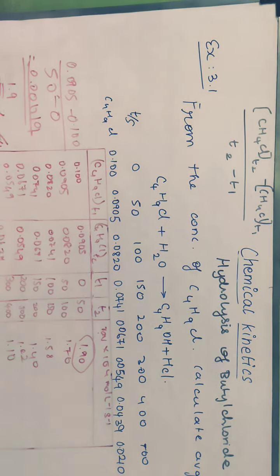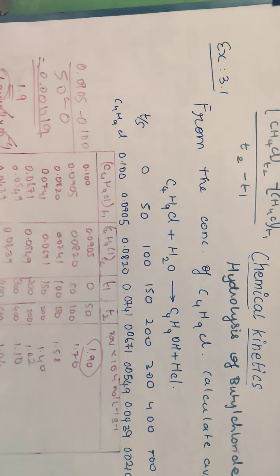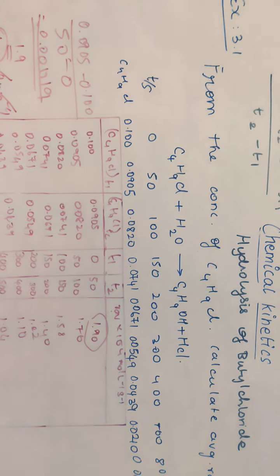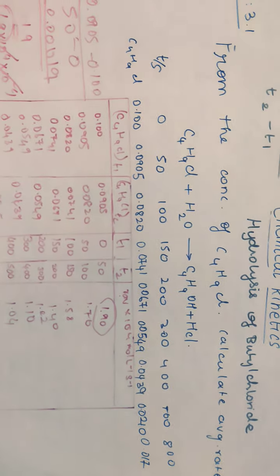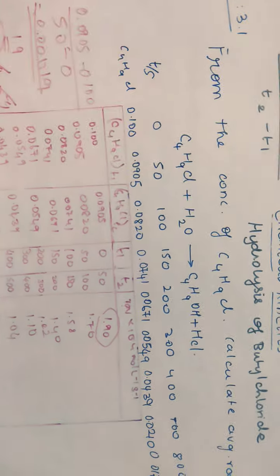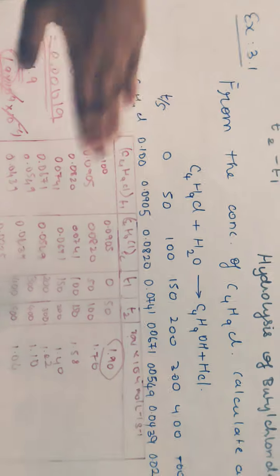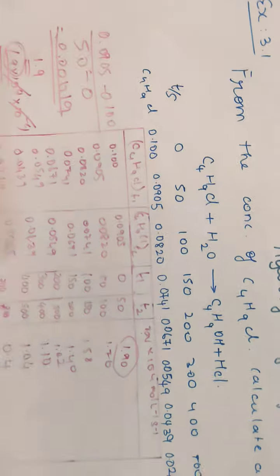Today let me teach exercise 3.1 from the chemical kinetics chapter. The question says, from the concentration of C4H9Cl, which is butyl chloride, calculate the average rate. So the equation is C4H9Cl plus H2O gives C4H9OH plus HCl. Here in the question they have given the time limit and also the concentration.